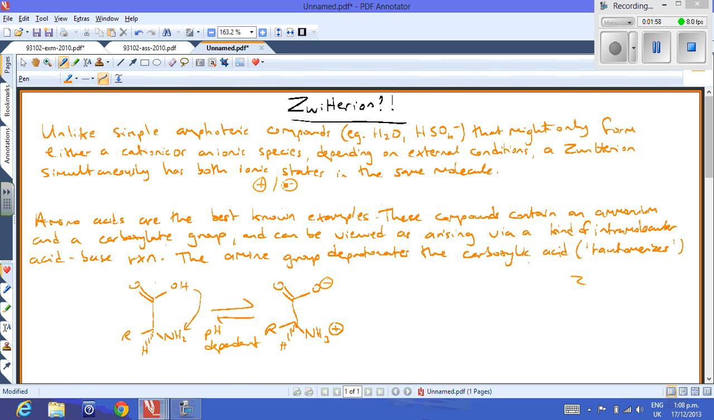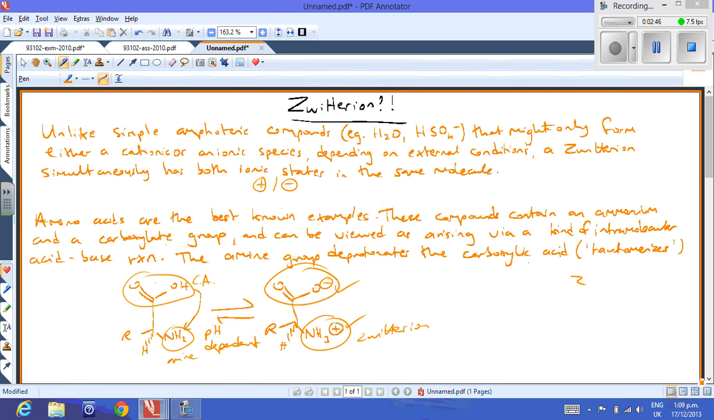Amino acids are the best known examples. These compounds contain an ammonium and a carboxylate group. So right here, the carboxylate group and the ammonium group. That's the carboxylic acid group, and that's the amine group. And then when they deprotonate or swap protons around, you get the carboxylate group, which is there, and the ammonium group, which is there. So they can be viewed as arising via a kind of intramolecular acid-base reaction where the carboxylic acid donates its proton to the basic amine group. The amine group deprotonates the carboxylic acid, and this is known as tautomerizing. And as a result, you get a Zwitterion, which has both the positive and the negative charges within the same molecule.